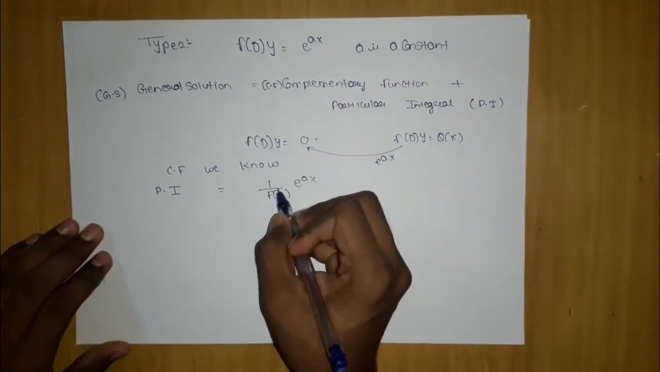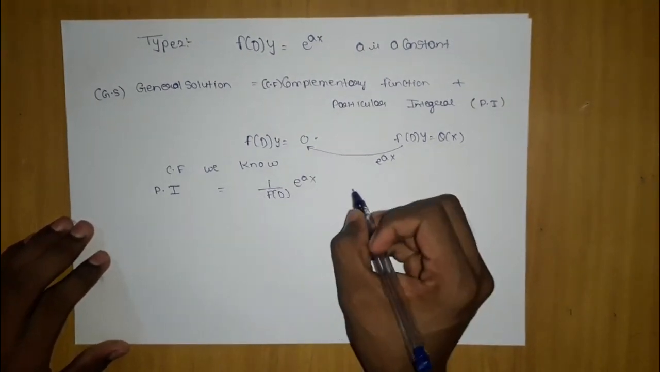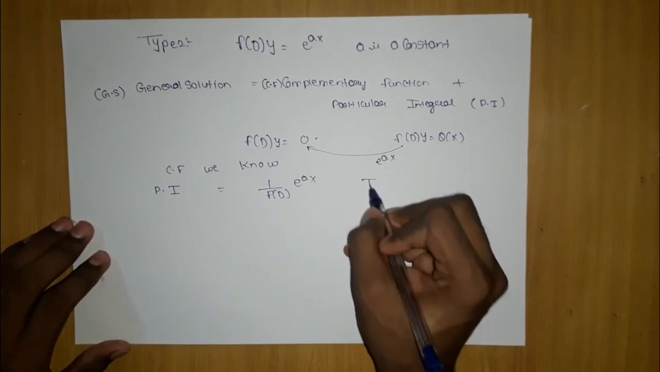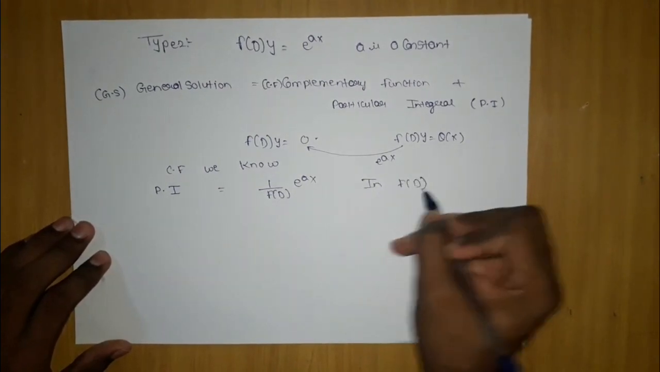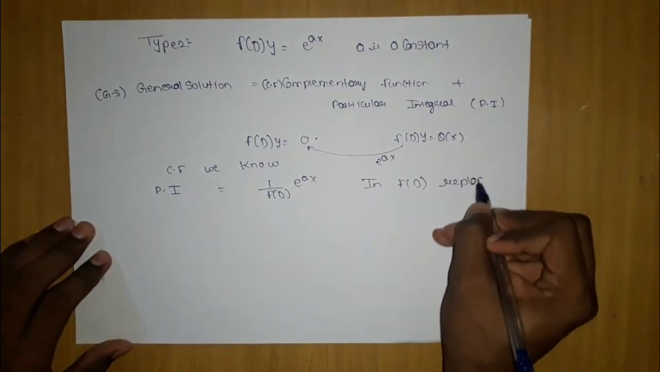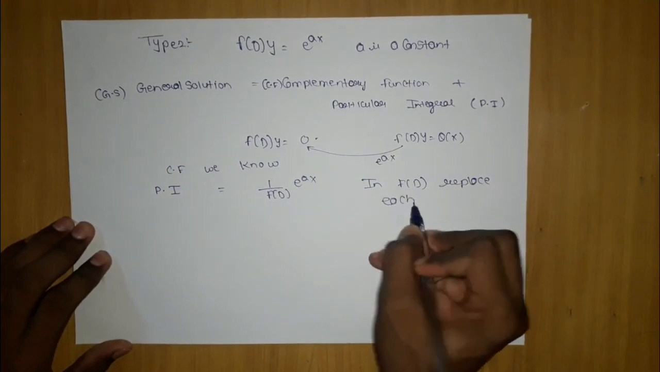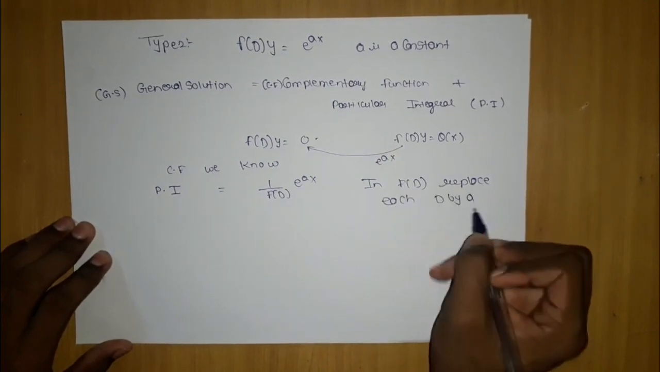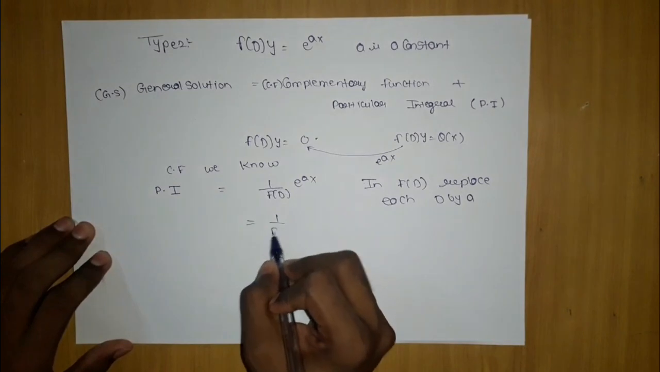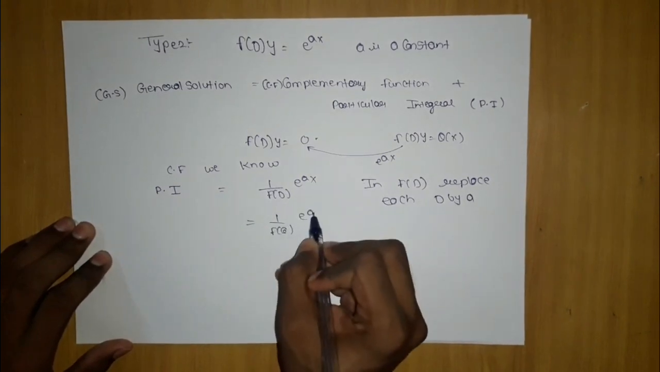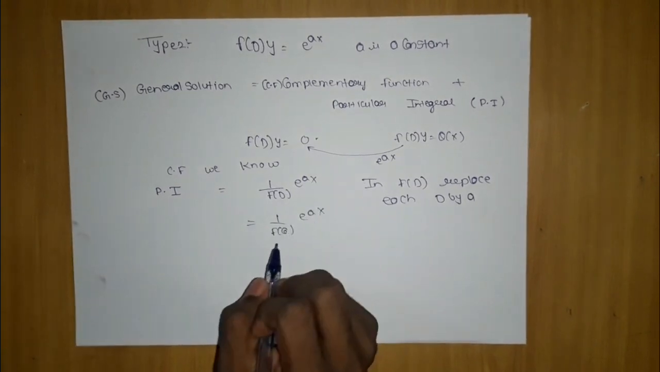Particular integral is given by 1 upon f of D into e power ax, where in f of D we replace each D by a. What you will get is 1 upon f of a into e power ax. Now there are some conditions on it.